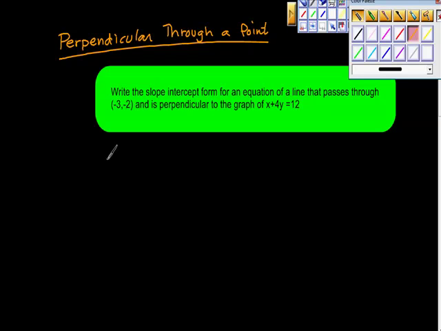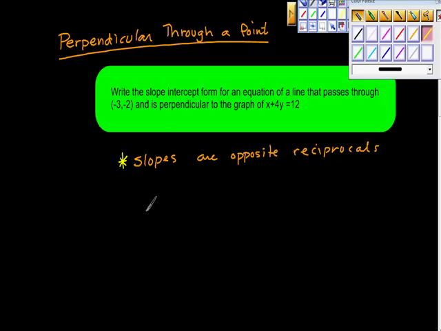So the first thing we have to remember is this. If non-vertical lines are perpendicular, the product of their slopes is -1. So what it really tells us is that their slopes are opposite reciprocals. Stay with me for a second because this is going to make sense. I'll go through what this means, but let's put this idea aside right here and come back to it in a second: opposite reciprocals.